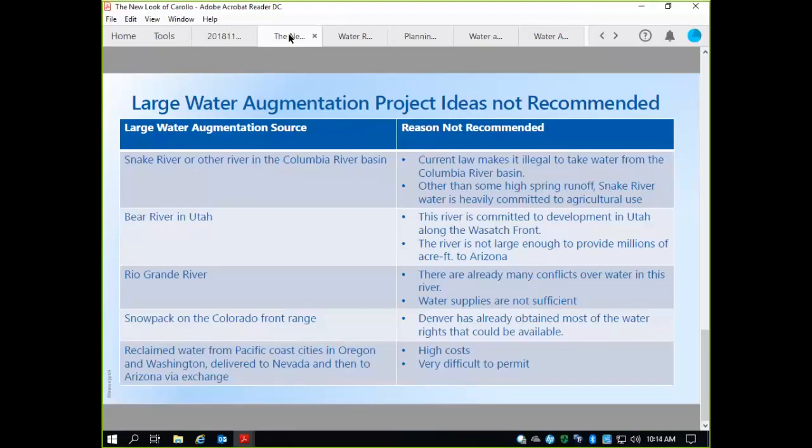When we looked at snowpack and water rights on the Front Range of Colorado, Denver has already grabbed a lot of those. And we have another idea: the Oregon and Washington areas are not terribly interested in the reclaimed water. Perhaps we could use that in some form or another by running a pipeline and maybe doing some exchanges, running maybe through some stream channels in Nevada to get down to here to do an exchange. But here again, you've got high costs and permitting is going to be difficult. So these are the ones that have been suggested in various ways that we didn't put on the list.